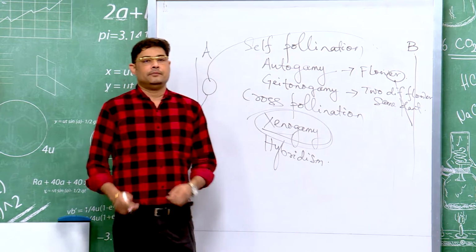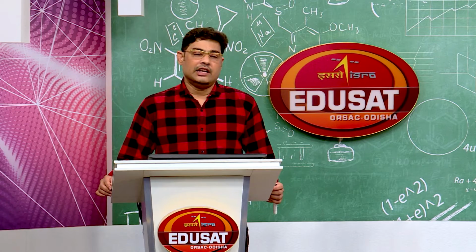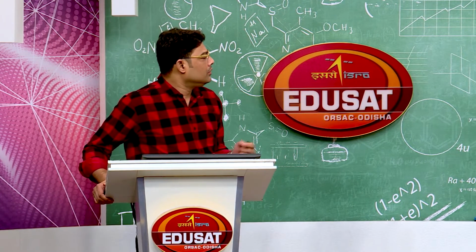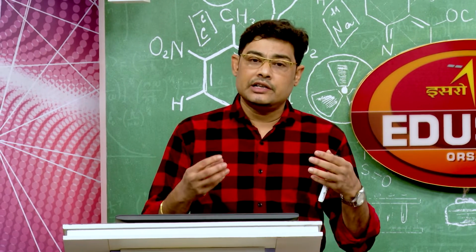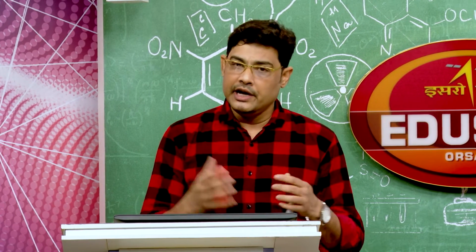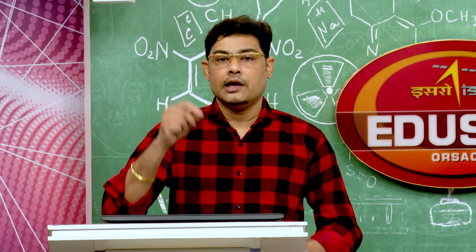Let us see some slides. So, these are some natural hybrids, that is because of hybridism. Hybrids between Jonopsidium sigmoida and Jonopsidium macrochila. So, these are natural hybrids, that is because of this cross pollination, hybridism. So also we can manipulate different species by cross pollination through breeding programs. The breeders also mix two different types of species by cross pollination.